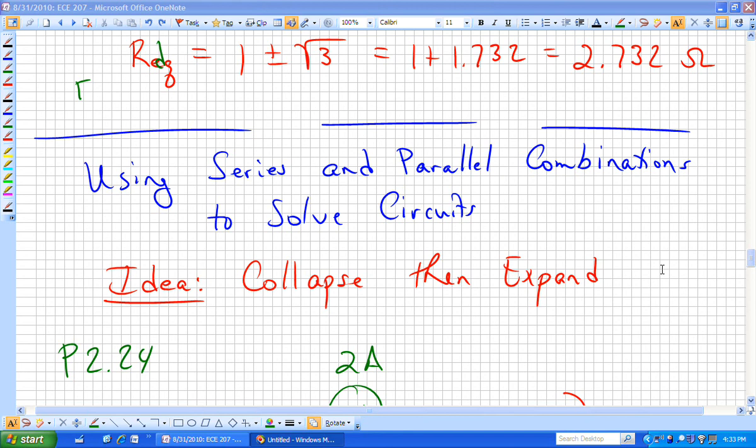So what did we do? We found our nodes, and then we said, what's our reference node? And that was the one with the most wires connected to it. That was the bottom. Let's call that the common node. That's our negative terminal. Relative to that, let's go to each of the other nodes. That's how we picked V1, V2, and V3.